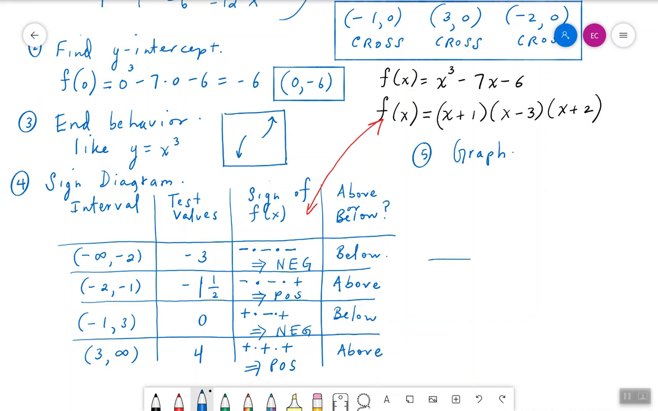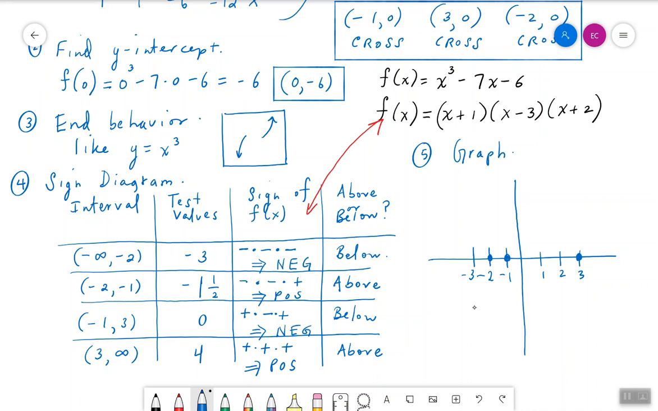And so I'm going to start with some axes here. And I want to plot the x-intercepts first. I want an x-intercept at 3. And another one at negative 1. And another one at negative 2. Okay. And I could go ahead and plot the y-intercept at -6, although maybe I'll wait for that. I can go ahead and start the end behavior and draw the graph from there.